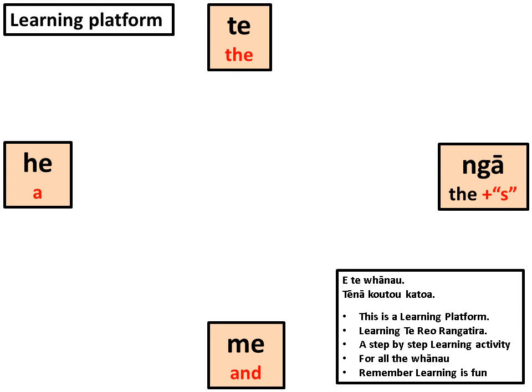And let us begin. On the left-hand side, we have the word he, and it means a. On the top is te, and below that it means the. On the right-hand side is ngā, which is a plural, and it means the, and you add an s on the end of the English word. Below that, on the bottom of the chart, is me, and that means and. And it will go like this. He, me, te, me, ngā.